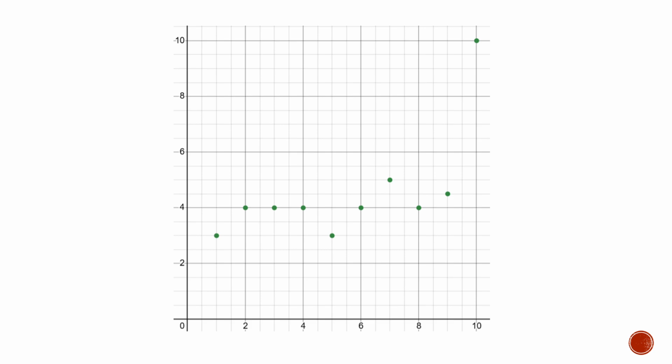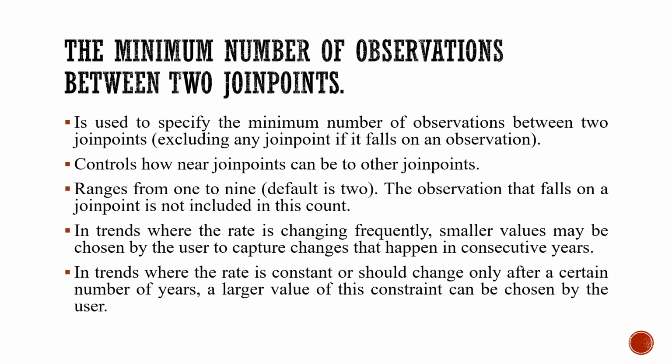A second option is used to specify the minimum number of observations between two join points, excluding any join point if it falls on an observation. This controls how near join points can be to other join points, and the values that we can set are from 1 to 9, but the default is 2. The observation that falls on a join point is not included in this count.